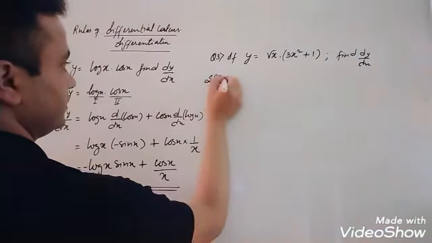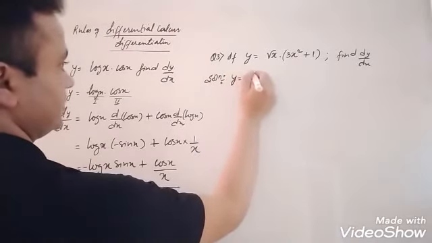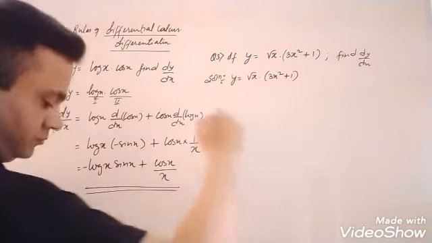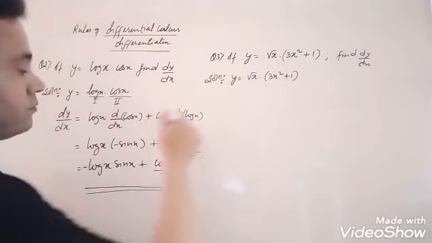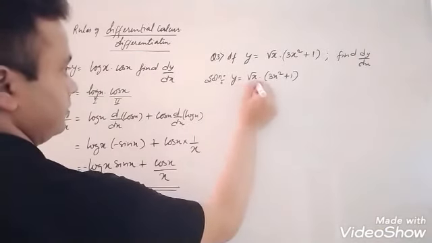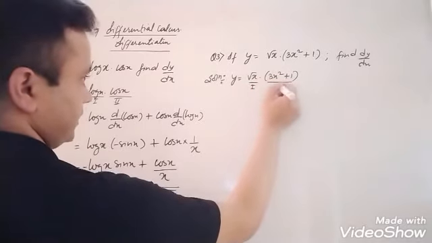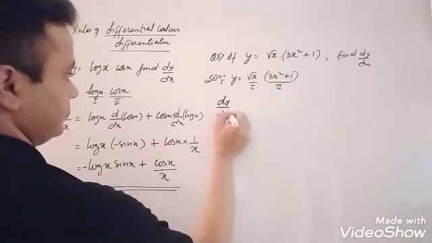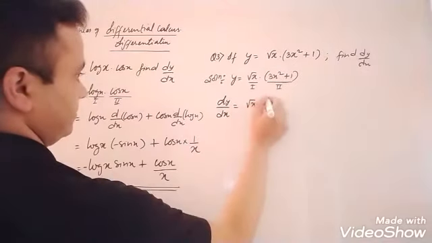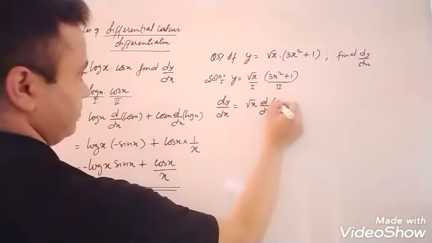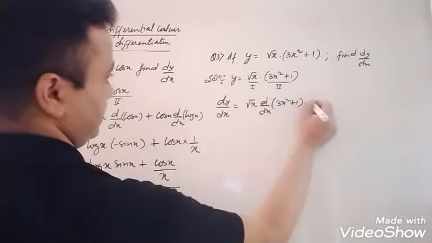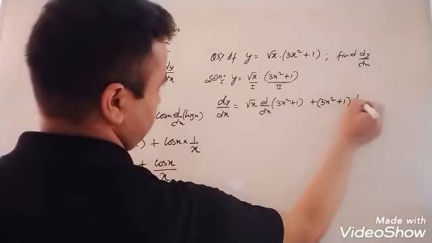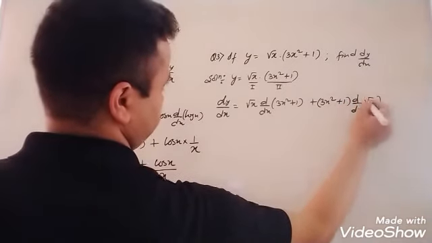In the solution, first we have to take the given function root x into 3x square plus 1. Now apply the rule. This is the first function and this whole quantity is the second function. So dy by dx equals first function, differentiation of second function, plus second function, differentiation of first function.